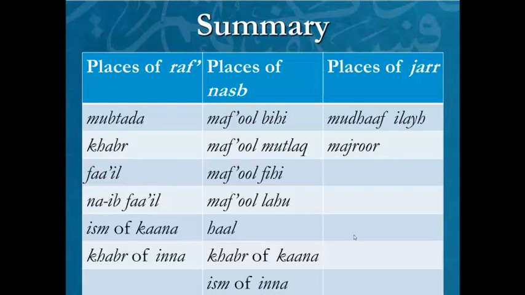The only other place in the language where an ism will be considered in the state of jar is if it follows a preposition, and that's called majroor. Okay, now move to the rafa.